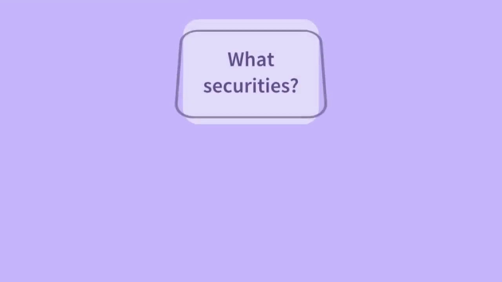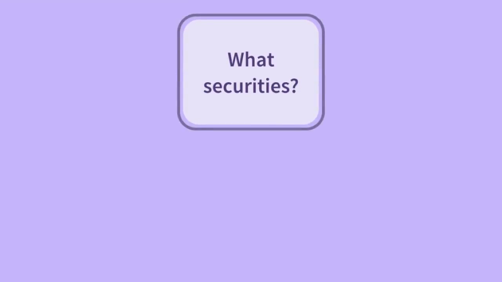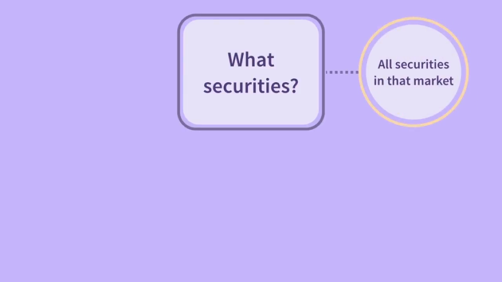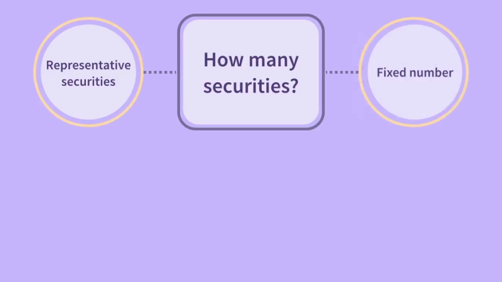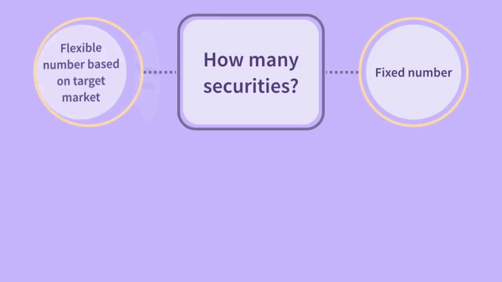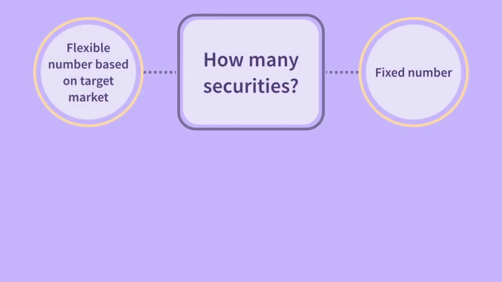Determining how securities should be selected is the next issue that index providers must deal with. The constituent securities could be all of those in a target market, or only a representative sample of that market. The provider must also determine how many securities to select. Some indices, like the S&P 500, fix the number of securities included in the index, and others, like the TOPIX, allow the number to fluctuate based on changes in the target market.